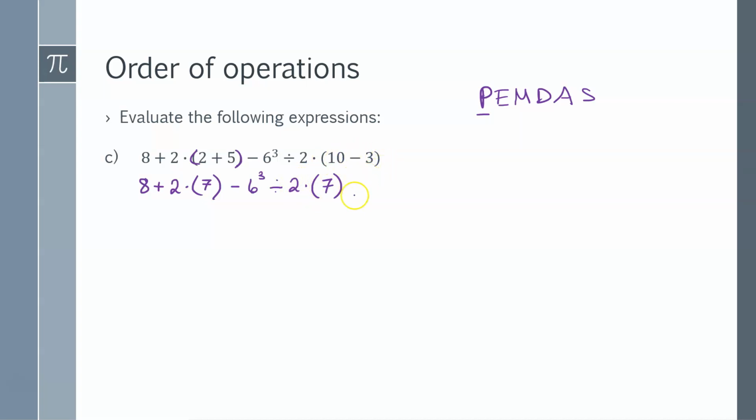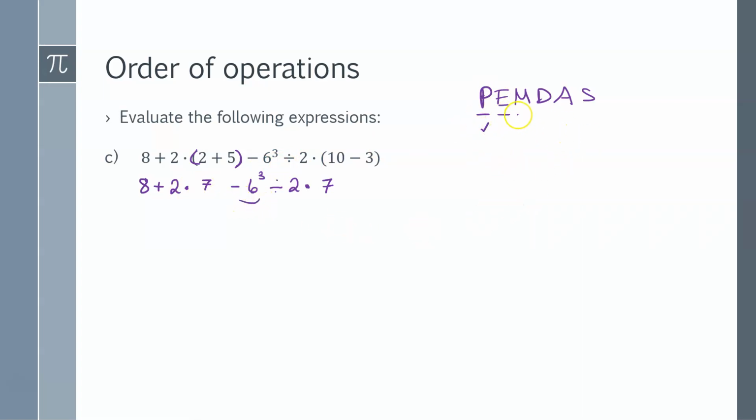And then I simplified 10 minus 3. Now again, what's inside those parentheses is simplified, so we can actually drop those parentheses and just leave it as multiplication. Now they didn't hide the multiplication like in the first example, but we know that we could always put that in there if we needed to. So we have PEMDAS. Well, we have parentheses done. Now let's move on to exponents.